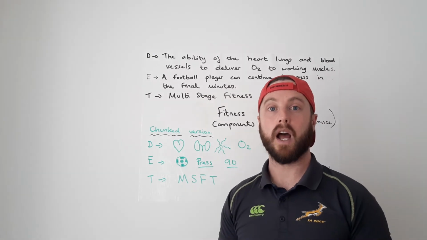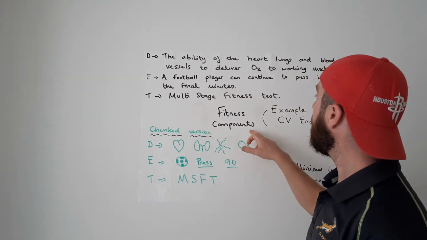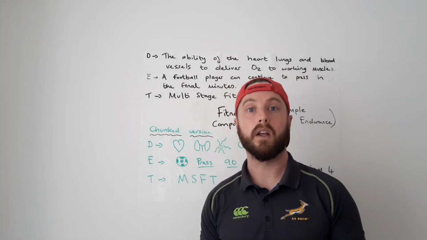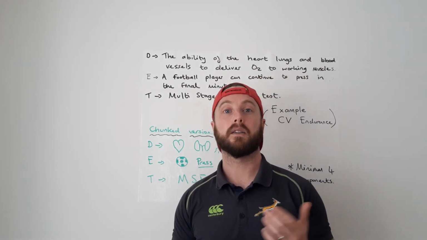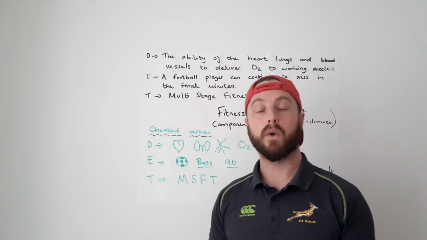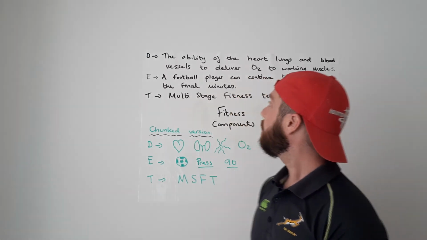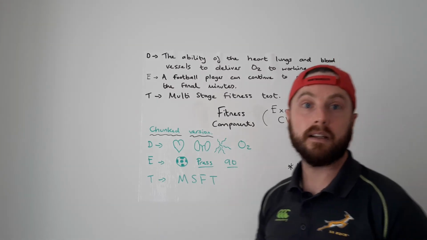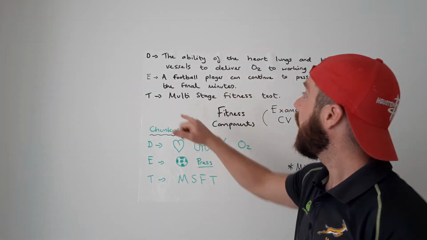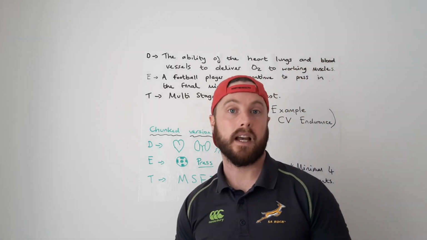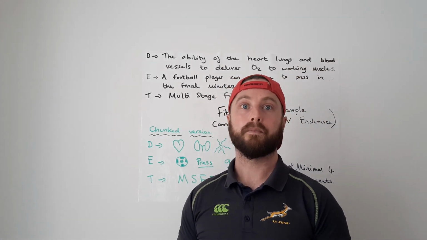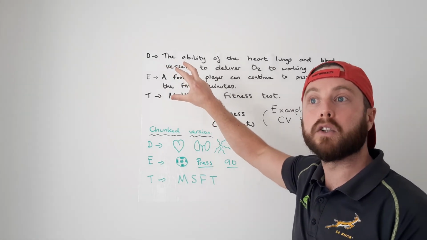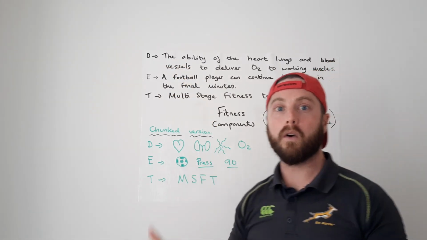Okay, so the first draft, one of my 4 that I've picked is cardiovascular endurance. My definition in full is the ability of the heart, lungs and blood vessels to provide oxygen to the working muscles. My example was a football player who can continue to press in the final minutes of a game, and my test was a multi-stage fitness test. Okay, so that's quite a lot for our brain to store. But obviously we've got a lot of content to cover.